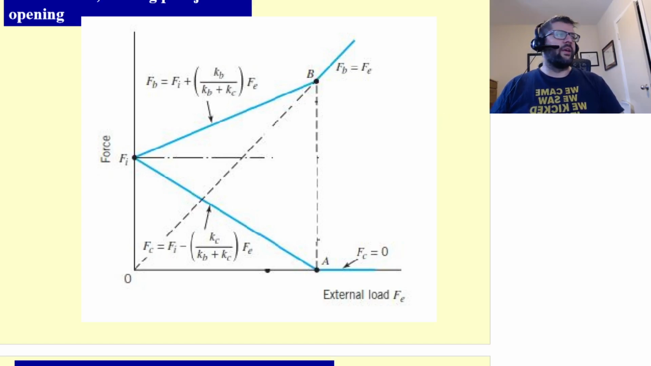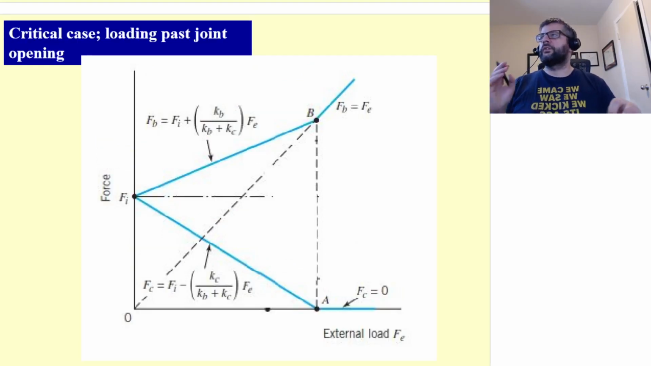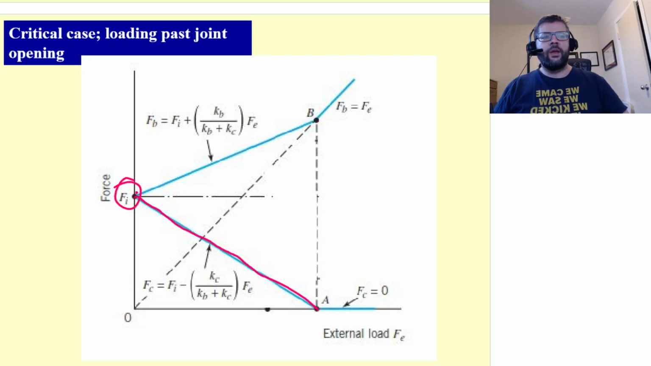If we do end up loading it past that opening point, then basically this is what happens with the relationship between Fb and Fc. For both the Fb and Fc, the force in the bolt and the force of compression in the joint, we start at our Fi, and then we load it up. Our Fc drops until it hits 0, and then past that it stays 0.